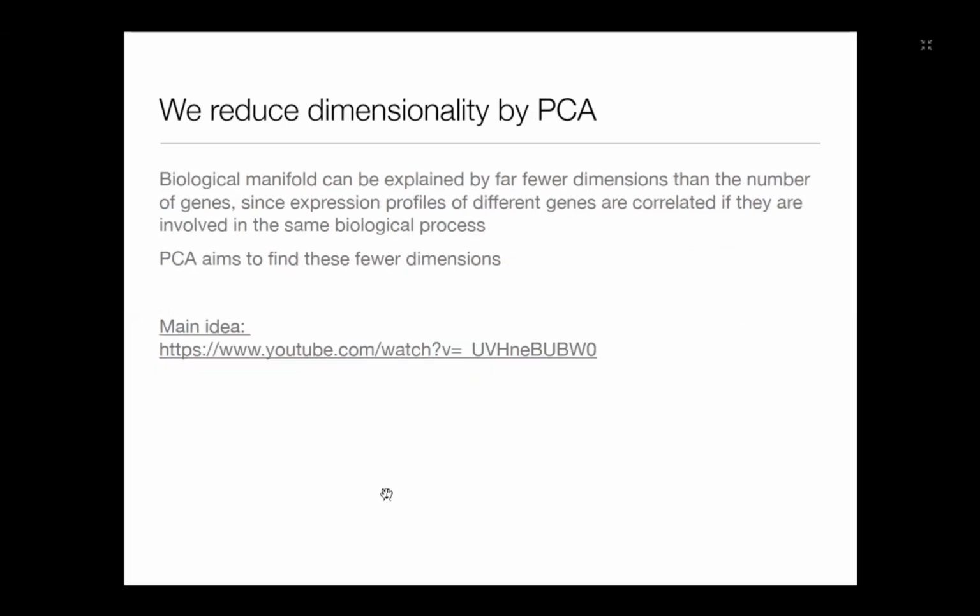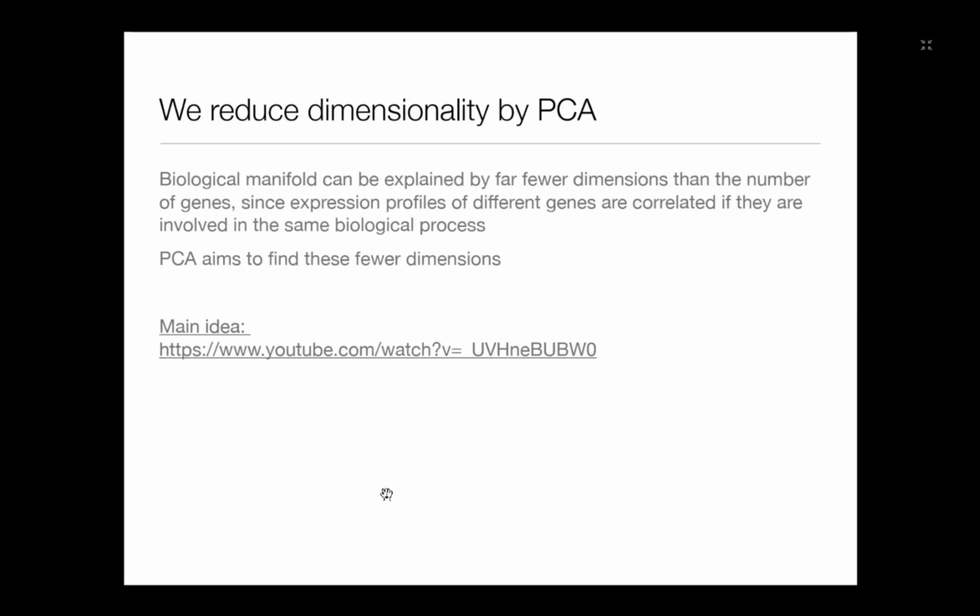Okay, so we're down to, let's say, 3,000 genes, but we know that we can still go down more and explain the biology of the dataset by far fewer dimensions. Imagine that you visualize the data in a high-dimensional space where the axes are genes. We can try to find new axes, new dimensions, that still explain the structure of the dataset. And these new dimensions are called principal components.